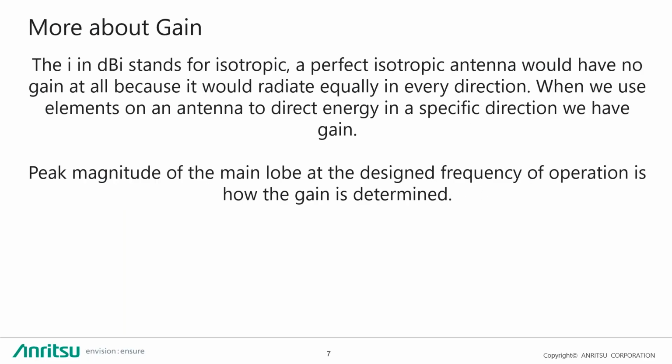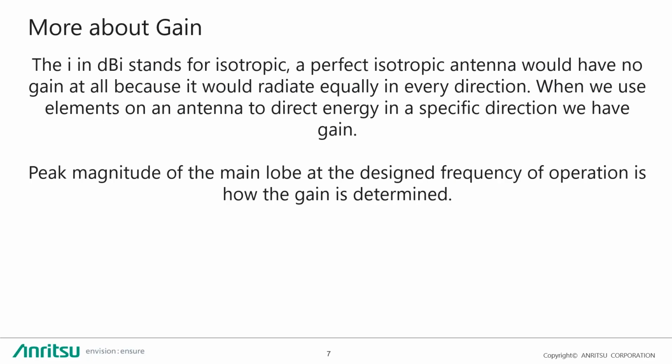When we talk about the I in dBi, that stands for isotropic, and an isotropic antenna is a perfect ideal antenna. If you imagine an orb that emitted energy in every direction equally, that would represent a theoretical isotropic antenna. But because no antenna actually operates in that fashion, we have directional antennas.